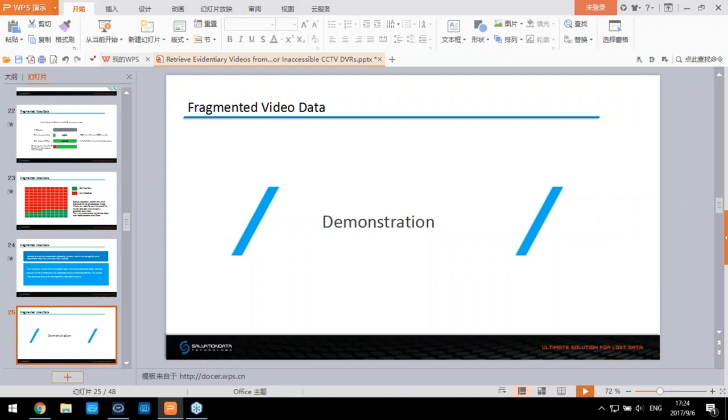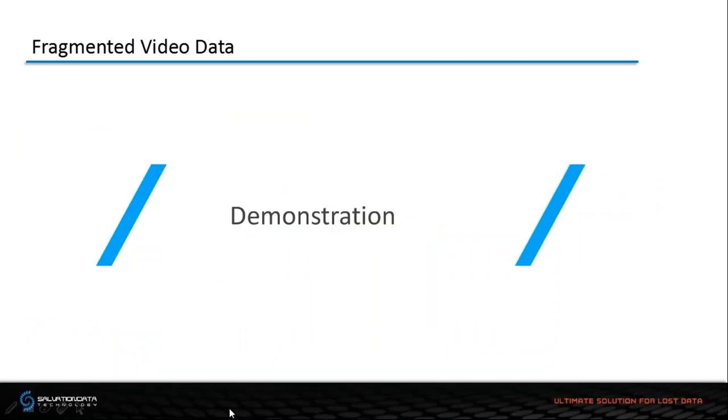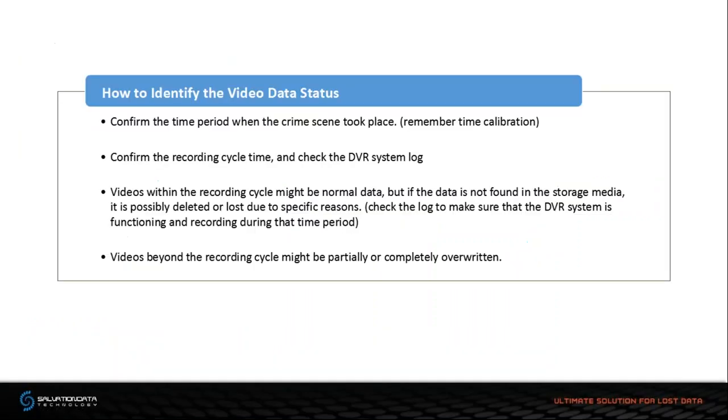Okay, now let's get back. And finally, let's see the summary. How to identify the video data status. Confirm the time period when the crime scene took place, remember time calibration. Confirm the recording cycle time and check the DVR system log.